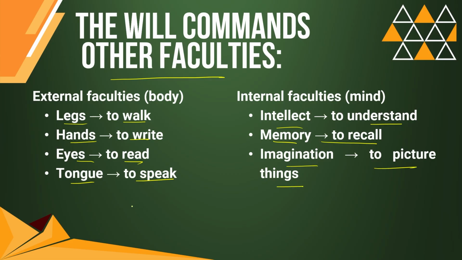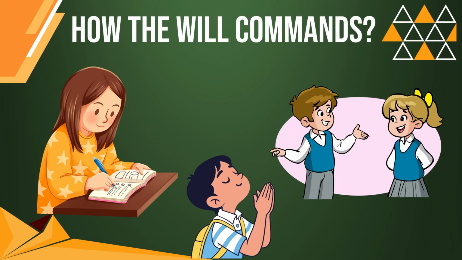Now, your will is like the captain, and your body or mind is the crew of the ship. So, the crew carries out the orders of the captain. Similarly, your body and mind carry out the orders that are given by the will. Okay, so let's take a few examples of how the will commands.